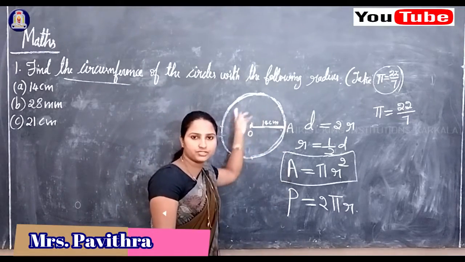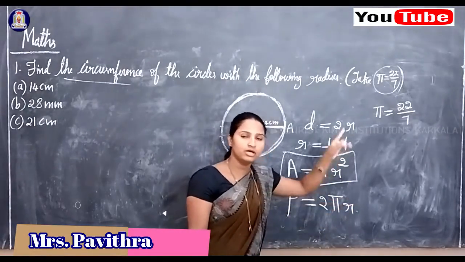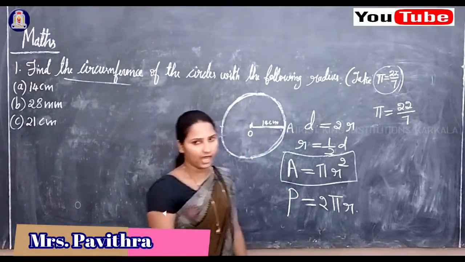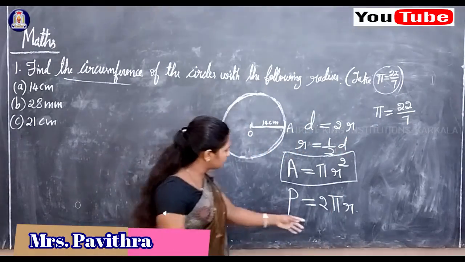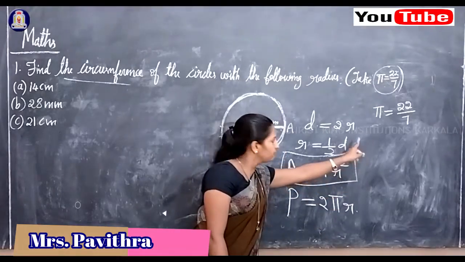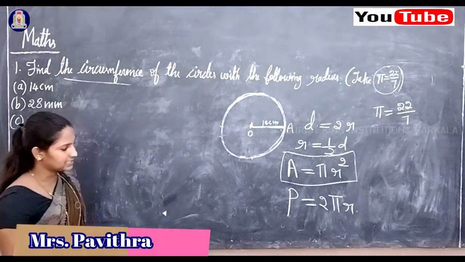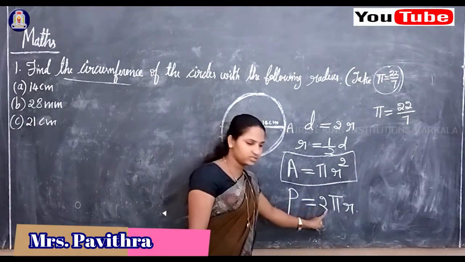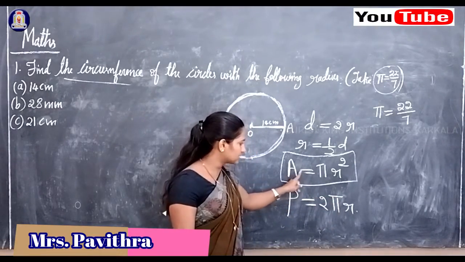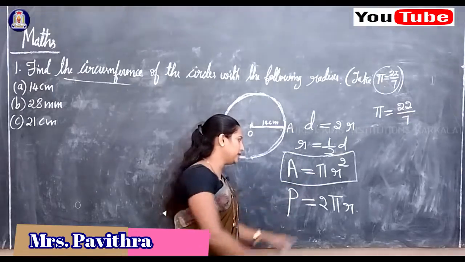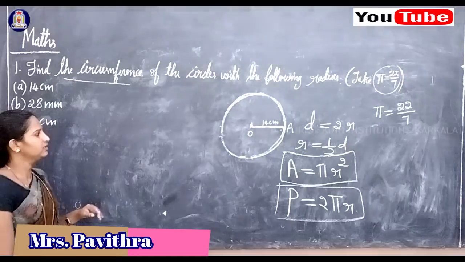To find the circumference of a circle, we have to use this formula. P is equal to 2 into pi into r. So you understood now, pi value is 22 by 7. In place of pi, we must substitute 22 by 7. The value is a constant value. R means radius, 2 is constant, 2 into pi into r. Clear? So if they ask area, then you already know A is equal to pi r square. So these are two very important formulas in a circle.